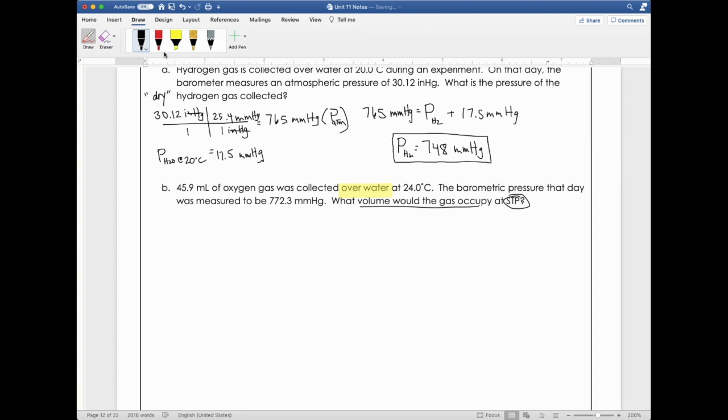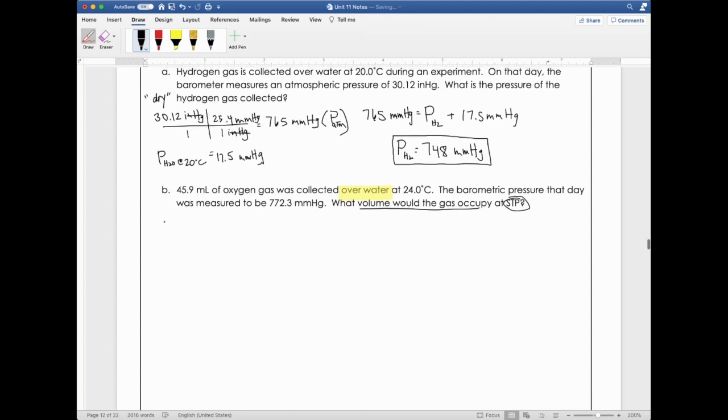So we actually have to use Dalton's law of partial pressures first, and then use the combined gas law to figure out what volume this gas would occupy at STP. So let's use Dalton's law first to find the pressure of just the dry oxygen gas, because this is not the pressure of this gas right here. It's actually less than that because we have to consider water vapor pressure. So step one is use Dalton's law, because we're doing a water displacement here.